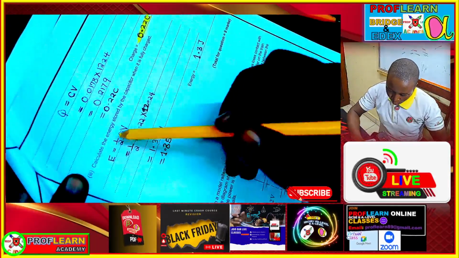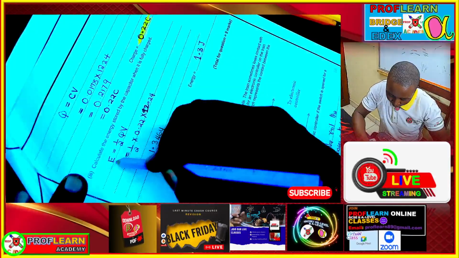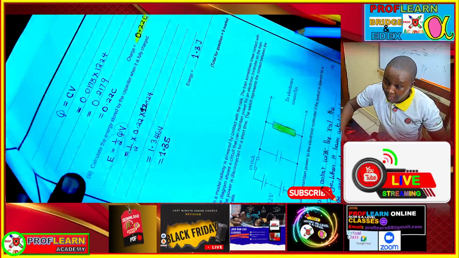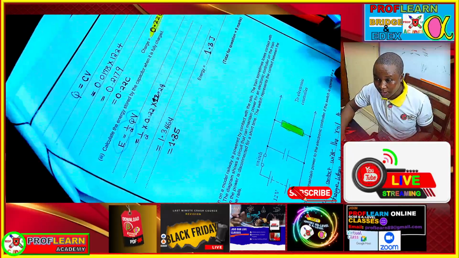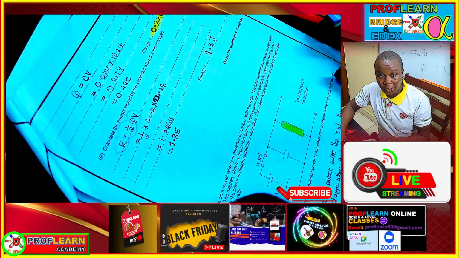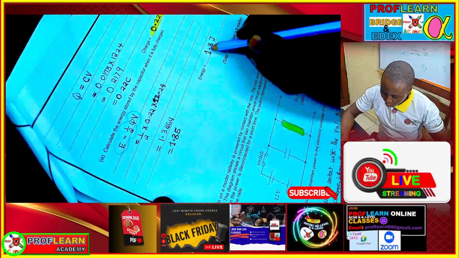And you are supposed to work out the energy stored, and energy stored is going to be given by the formula half QV. So energy stored is the amount of charge times the voltage, and that's going to be 1.3 joules of energy. Question number 3, we are told a train, the model railway is powered.